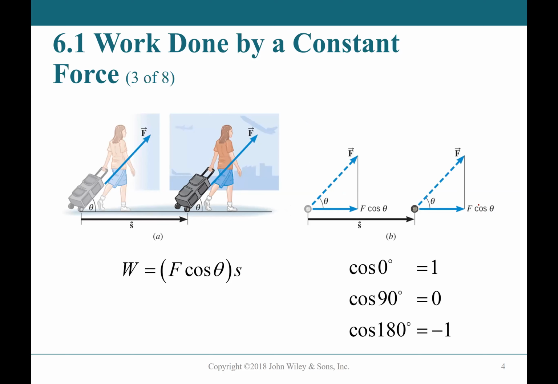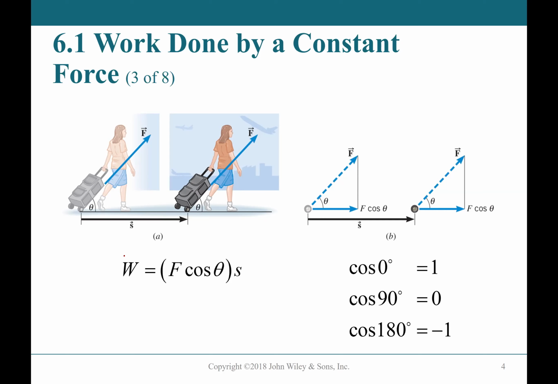Now we have an example of work where the force is applied at an angle, like pulling a suitcase. When you pull a suitcase on wheels, you're pulling at an angle, but the suitcase actually moves along the horizontal. So in this case, we have to see what the component of the force acting along the horizontal is. And of course, we know that that is F cosine theta.